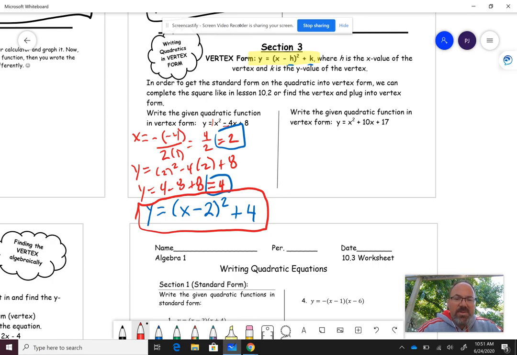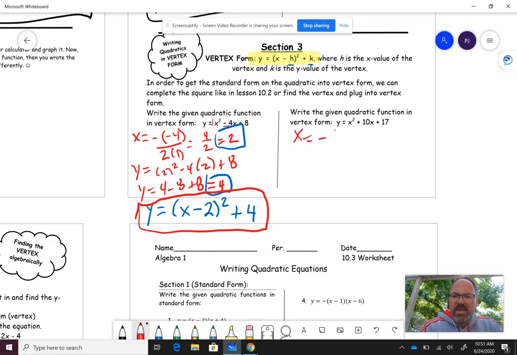As you can see in this form, the x value of your vertex looks like it's negative 2, but it's actually the opposite sign of that. It's positive 2. And the y value of the vertex is just whatever this k value is, this number outside of the parentheses. That's your y value of your vertex. Okay, easy enough. So let's do one more.